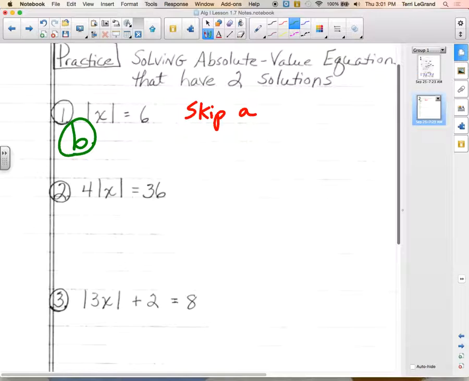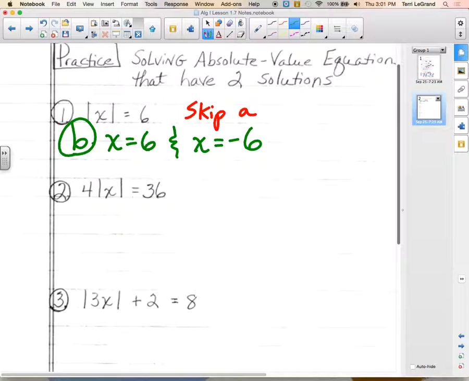That's where you ditch the absolute value bars, you set up your cases. So what would our cases be for this one? Russell? X equals 6 and x equals -6, the two numbers that have a distance of 6.